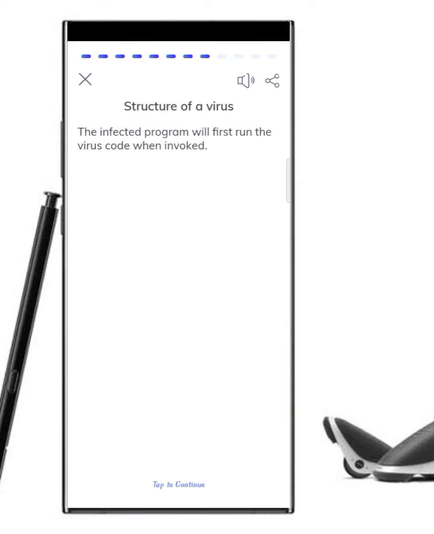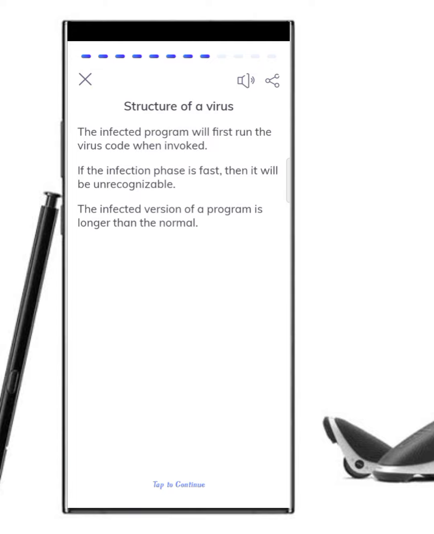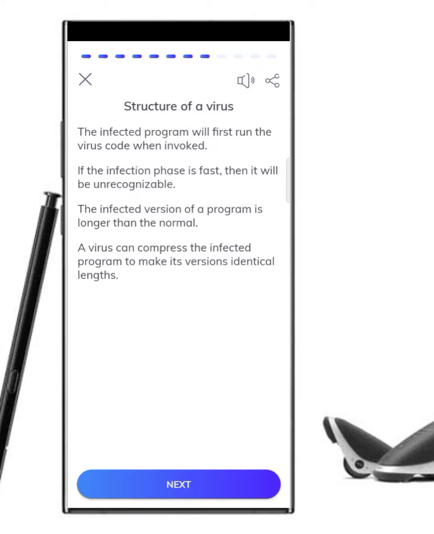The infected program will first run the virus code when invoked. If the infection phase is fast, it will be unrecognizable. The infected version of a program is longer than the normal one. A virus can compress the infected program to make the versions identical in length.